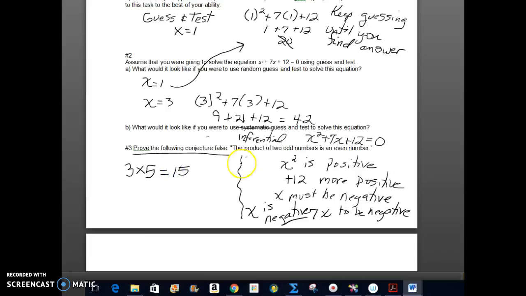15. Well, that's not even. So right there, I've just proven the following conjecture false. And I'm done. That's it. I move on to the next question. Okay? That's all you have to do. So to prove a conjecture false, you need one counter example. And that's it. Okay? So make that question short on the exam.